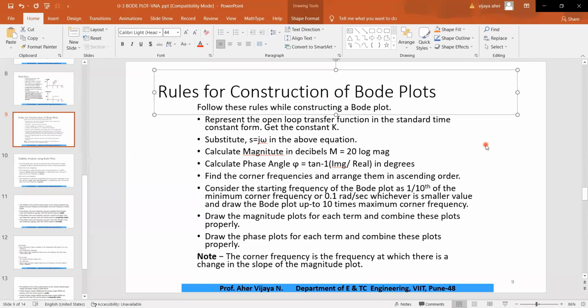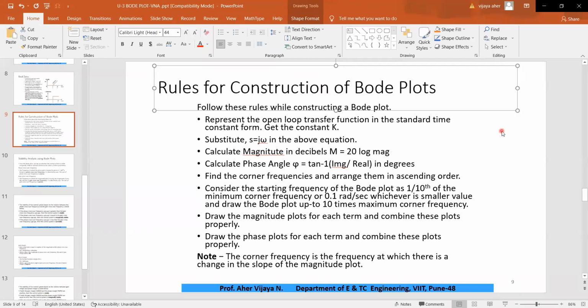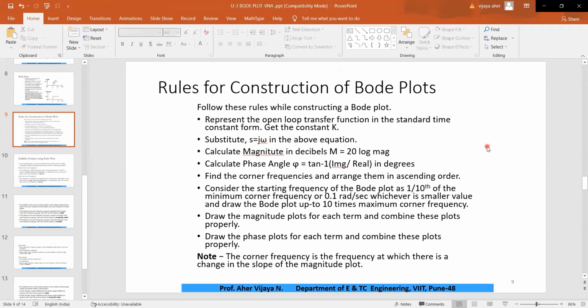Now give the heading. You have drawn the magnitude plot and phase plot for the Bode diagram, for a given open loop transfer function, when there are real zeros, when there are poles, when there is a zero at origin, when there is a constant, then n number of zeros at origin, then pole at origin, and n number of poles at origin, and one more, that is real zeros. Okay, so now let us see the rules for construction of Bode plot.